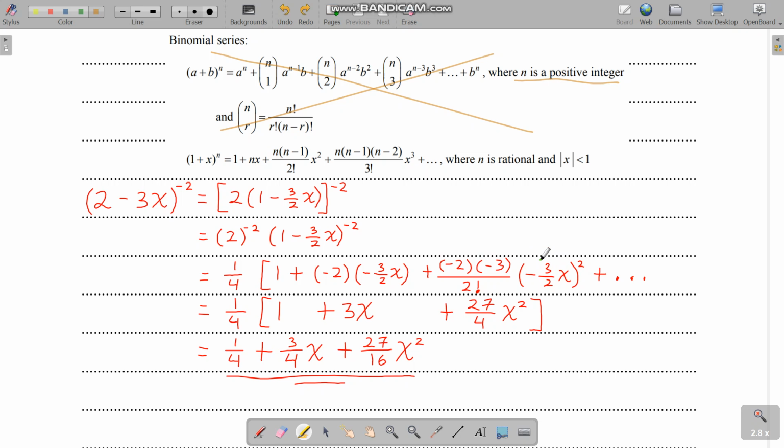Okay, so the last step is to expand 1/4, 3/4, 27 over 16. So that's the final answer.